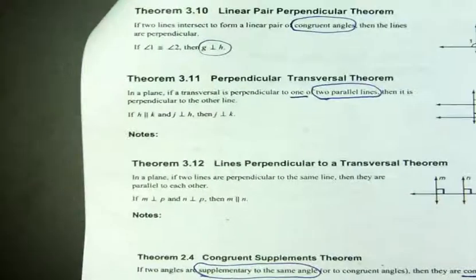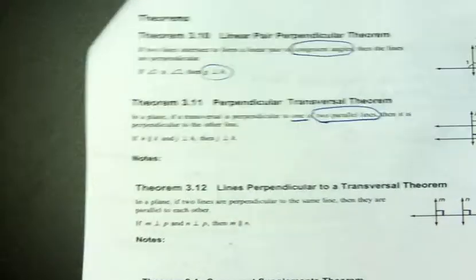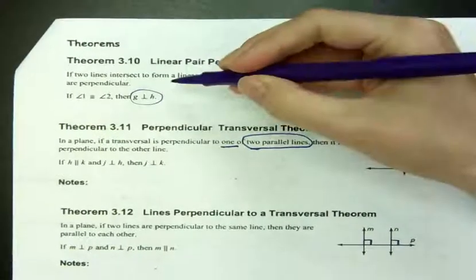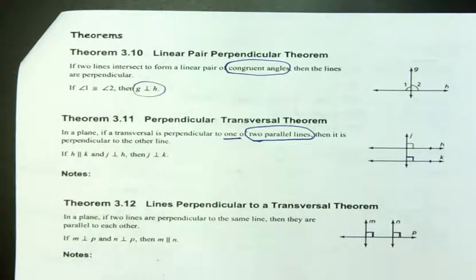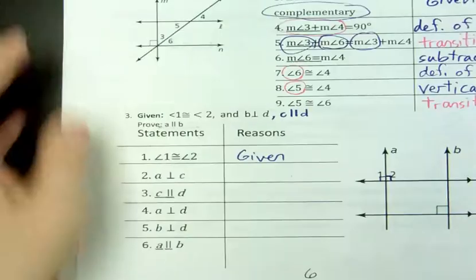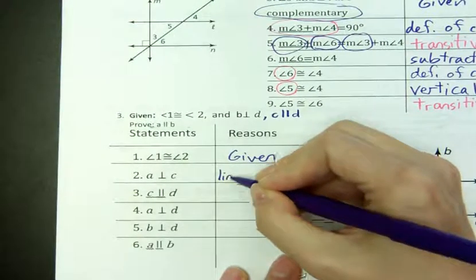So we have to come back here. Which of these three ones with perpendicular in the name? Yeah, linear pair perpendicular, because we know the two angles equal each other, so therefore they have to both be 90 degrees, right? So that's one of the new ones there. Because they're a linear pair, it means it's perpendicular.